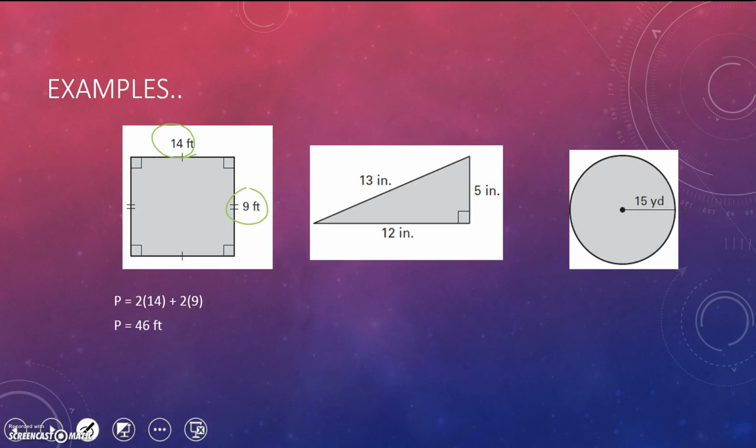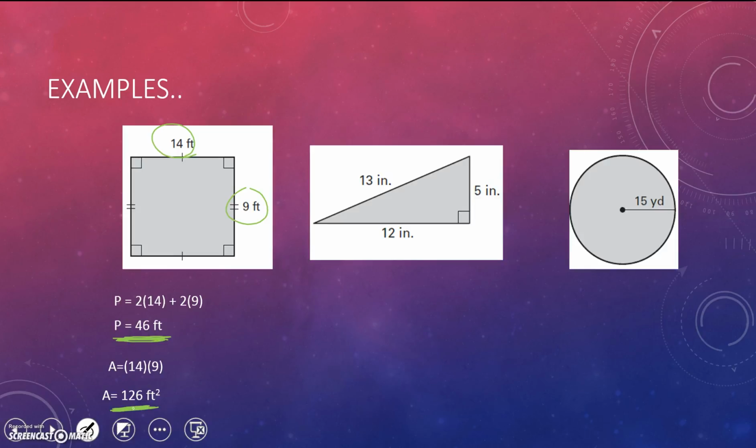I'm going to go through and find the area now. It's length times width, or 14 times 9. And I get a total of 126 feet squared. Take a look at my notation. The perimeter is feet and the area is feet squared. Okay, so make sure you're using the correct notation.